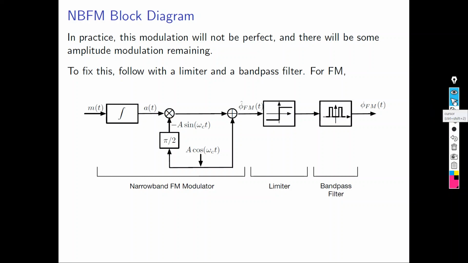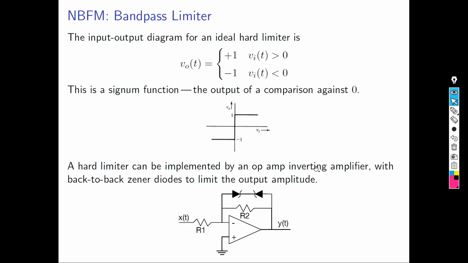So basically, this is why we use a limiter: to fix the amplitude of the modulated signal. We don't want any changes in the amplitude of the modulated signal. And the input-output diagram for an ideal hard limiter is this. If the message signal or the voltage is greater than 0, make it +1. If it is below 0, make it -1. And this can be drawn in this figure.